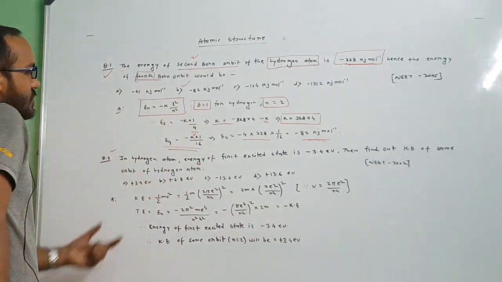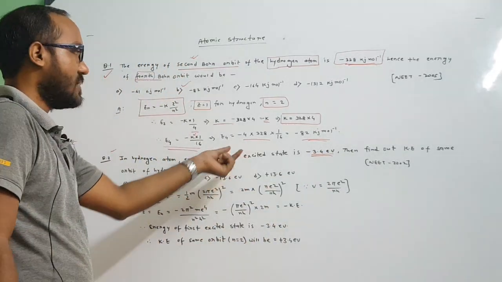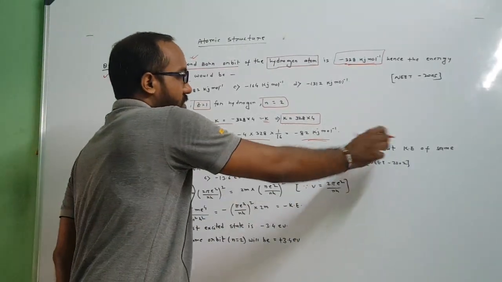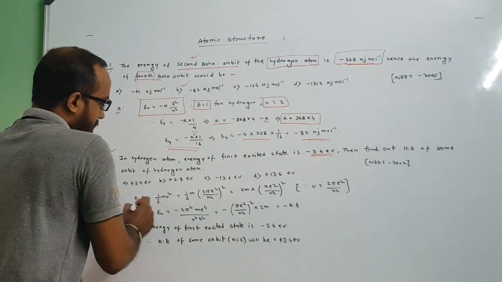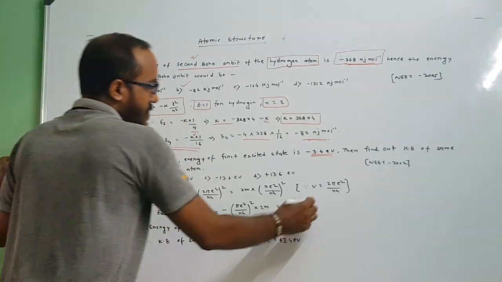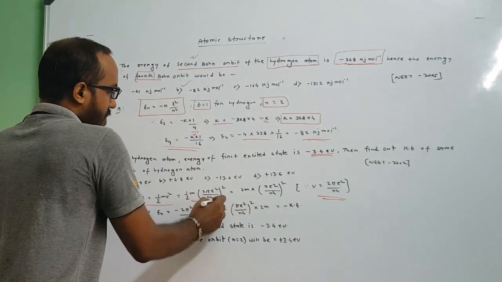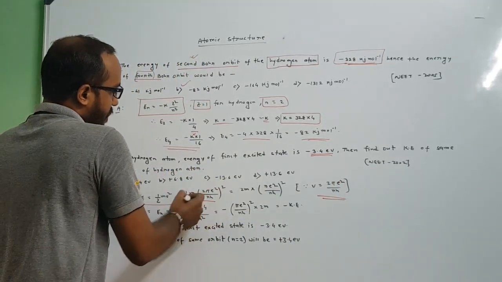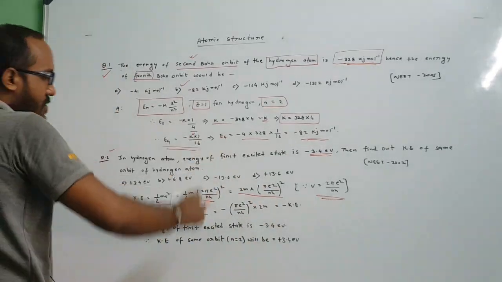Second question is, in hydrogen atom, energy of first excited state is, first excited state, that means n equals 2. Then find out kinetic energy of the same orbit of hydrogen atom. Now see, kinetic energy is half mv square, and we know v equals 2 pi e square by n into h. Put the values, 2 square is 4, 4 and 2 cancel out, you will get 2m pi e square by nh whole square.